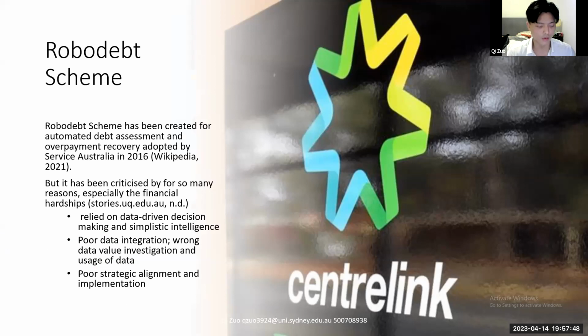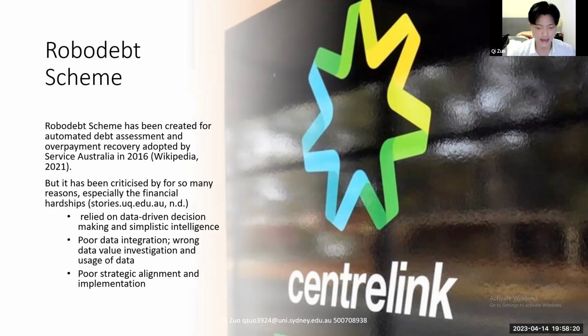Sure. Today we'll be talking about the Robodebt scheme. Before we go further, let me briefly introduce it. The Robodebt scheme was created for automatic debt assessment and overpayment recovery, adopted by Services Australia in 2016. The scheme will detect a discrepancy, and the welfare recipient was automatically issued a debt notice.